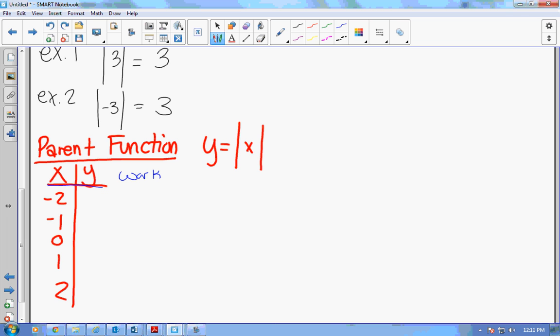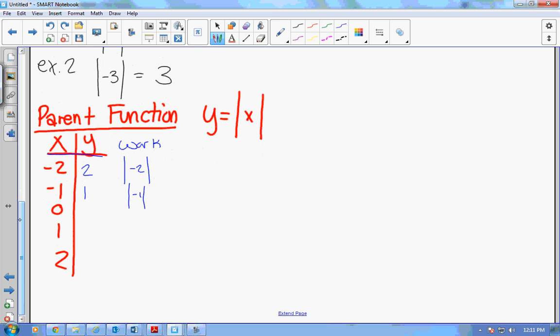Justin, what is the absolute value of negative 2? Great. Okay, AJ, what about the next one? Absolute value of negative 1? Yep, because it's always positive except for this guy. What's the absolute value of 0? 0. So 0 is neither positive or negative, but 0 is 0 units away from itself, so it's 0.